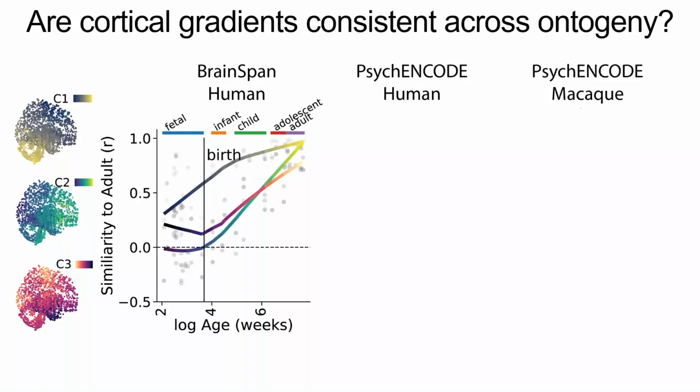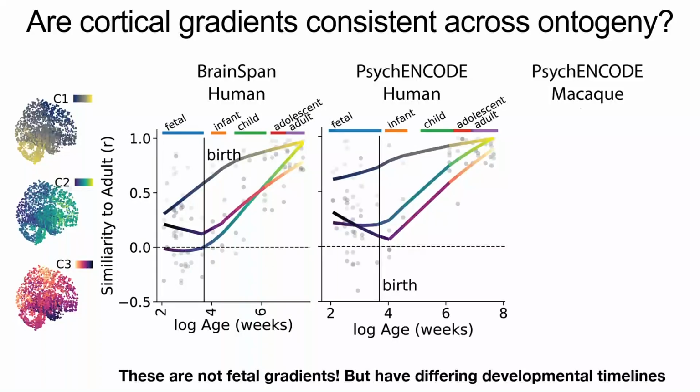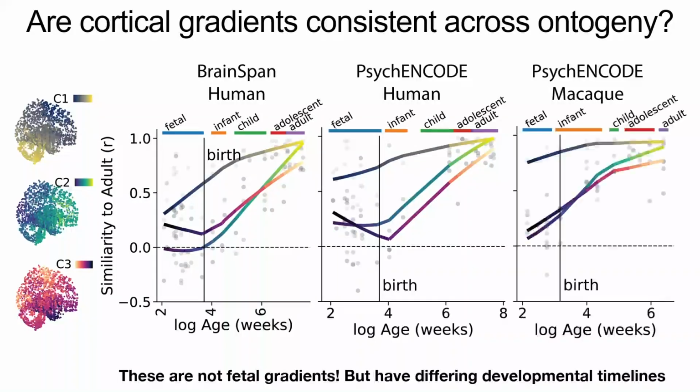And what we found is that across 2 different human data sets and even across 1 macaque data set, we had very consistent developmental timelines, which were different for each gradient. But also interestingly, they all converge in adulthood, suggesting that perhaps these are residual or sequelae of the original gradients. So a lot of interesting stuff in there.